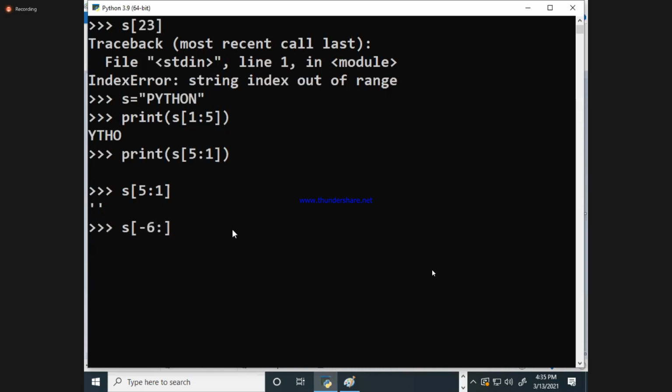One more. Come on. -6 colon -2. Valid or invalid? Valid. How? -6 less than -2. True or false? True. What values are coming? -6 to -2 minus 1: -6, -5, -4, -3. So the letters coming are PYTH. All of a sudden I am writing something like -12. What is that?